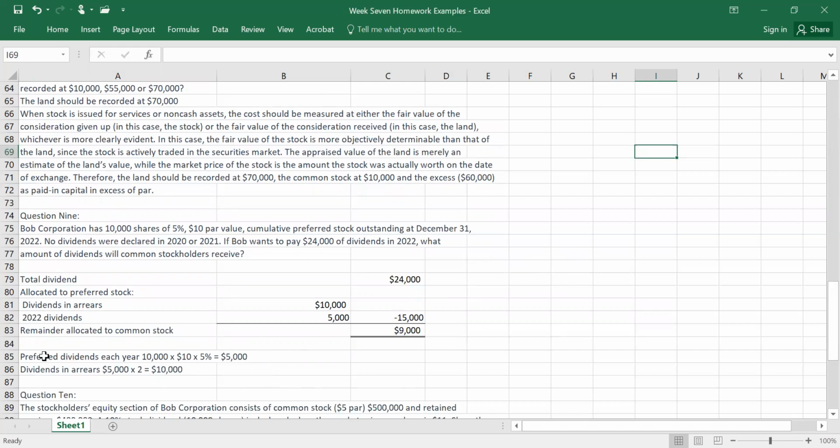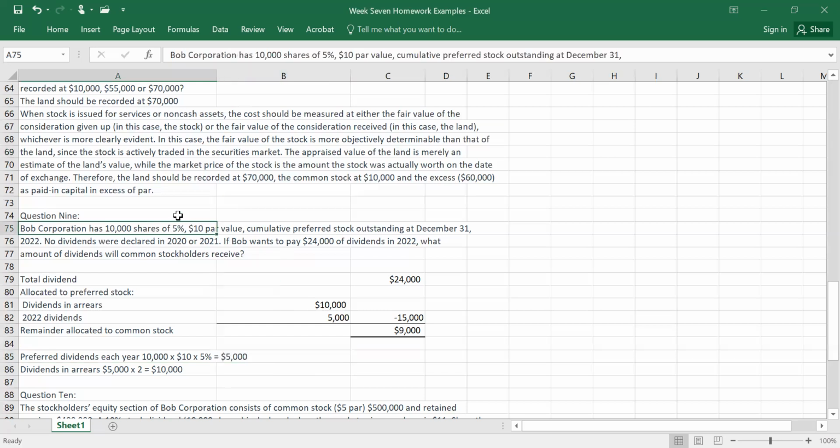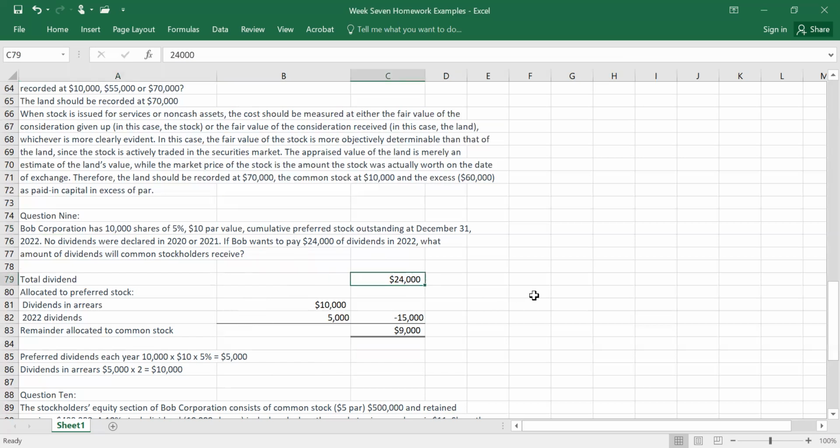First, we have to figure out what our preferred dividend is each year. That's going to be the 10,000 shares times the $10 par value times the 5%, which is $5,000. Right now, and I'm sorry, I should have started here. Our total dividend that we're going to be paying out is $24,000.